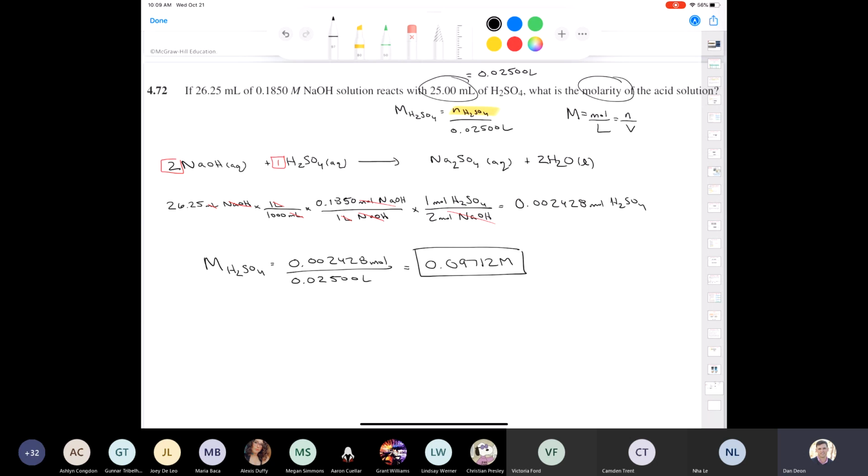What's the trickiest part? Interpreting the problem and being able to come up with the balanced equation. Because even if you knew that sulfuric acid plus sodium hydroxide gives you a salt plus water, if you didn't balance the equation correctly, you would not have this conversion factor, and your answer would have been off by a factor of 2. Okay? All right, give me a thumbs up if that helps. Think, I'm getting it. All right.